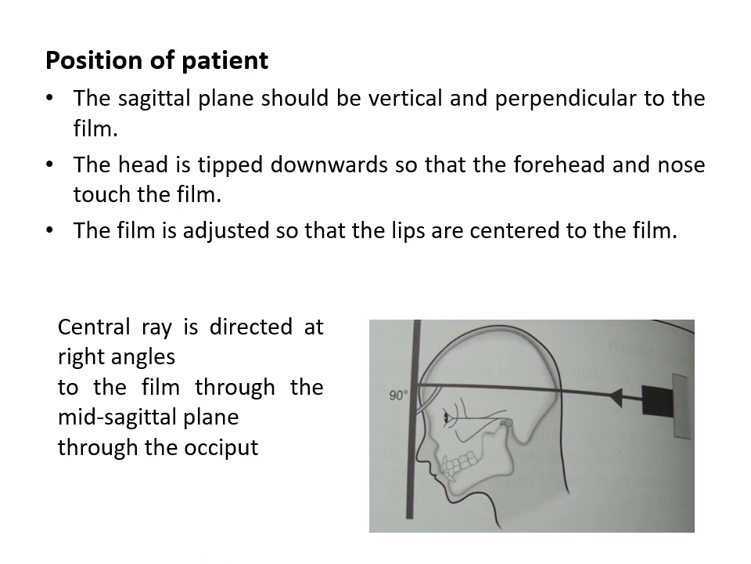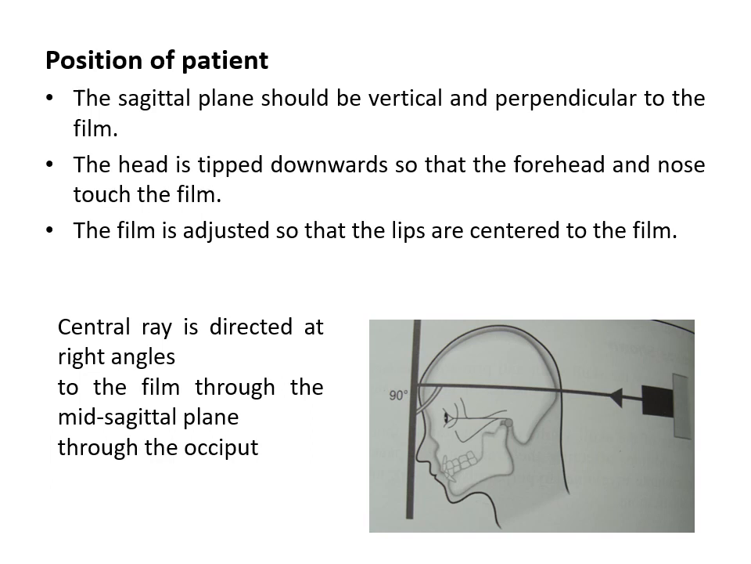And the last thing is the direction of the central ray. The X-ray beam comes from the tube head, and the central ray is directed at right angles to the film through the mid-sagittal plane through the occiput. The occiput area is very important here. The central ray should pass through the occiput region. So that is about the postero-anterior skull view.